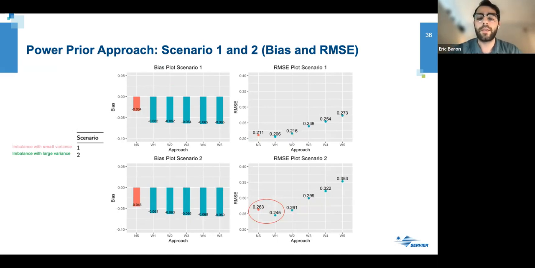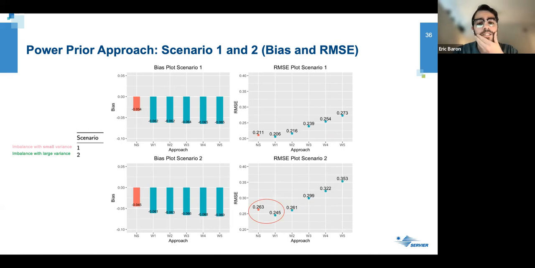Similarly, with the power prior approach, as we go from weight one to weight five, we do not see the same trend of decreasing bias as we put more and more weight on the third stratum. The first row is bias and RMSE in scenario one, and the second row is bias and RMSE in scenario two. The approaches go from NS, non-stratified, to weight five. Here, similar to the mixing parameter, we want to avoid overborrowing based on the difference in the sample means. Once we stratify, we anticipate, and observe, that the sample means of the response will be more similar within each stratum, but the difference is a lot larger when we don't stratify. That's why the bias isn't lower than the non-stratified approach: the non-stratified power prior approach, at least in this scenario, doesn't borrow as much historical data.